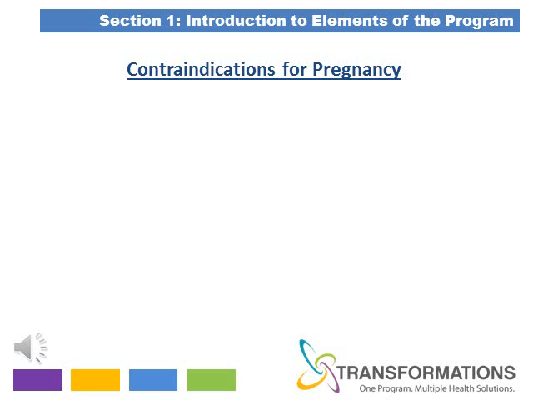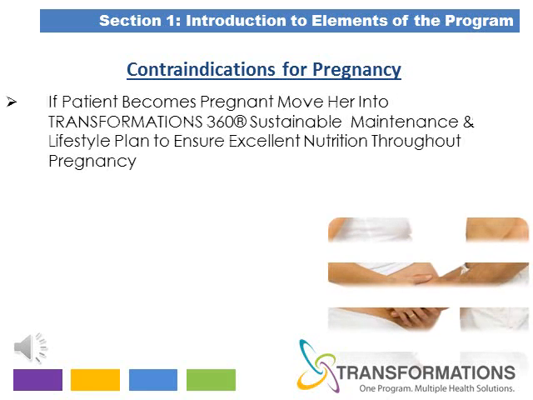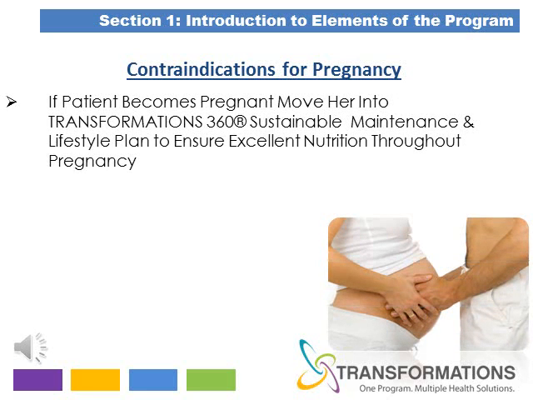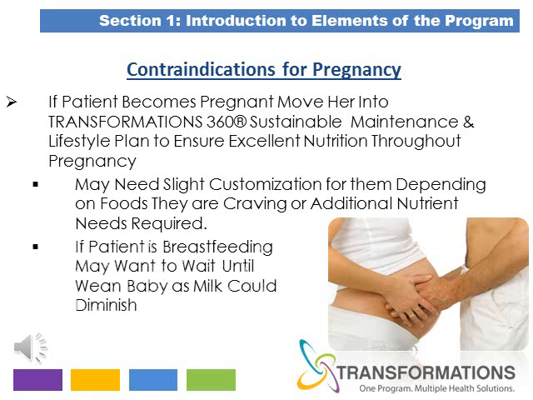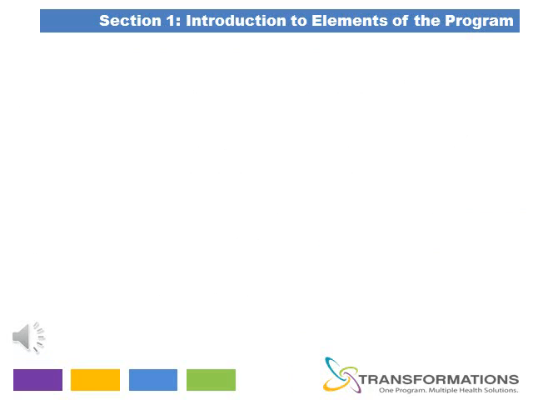If a patient becomes pregnant while on the program, simply move her into the Transformations 360 Sustainable Maintenance and Lifestyle Plan to ensure excellent nutrition throughout her pregnancy. You may need to do slight customizations for them depending on the foods they are craving or additional nutrient needs required. If a patient is breastfeeding, she may want to wait until she is ready to wean the baby off the breast, as the milk could diminish.